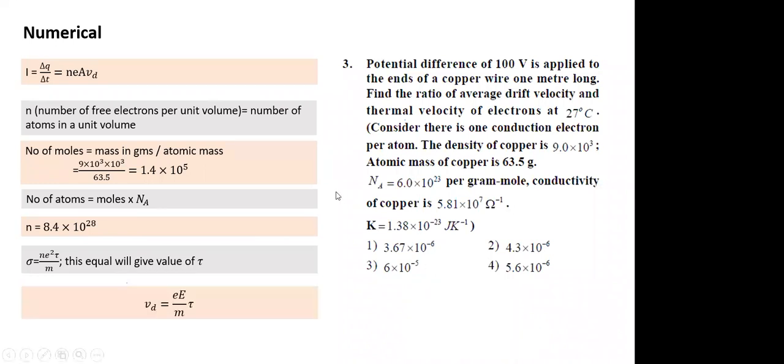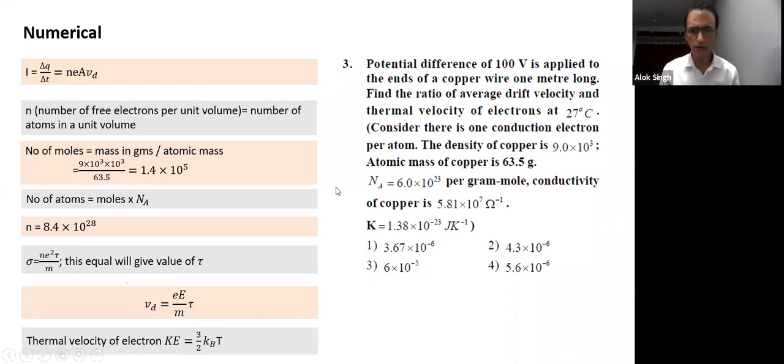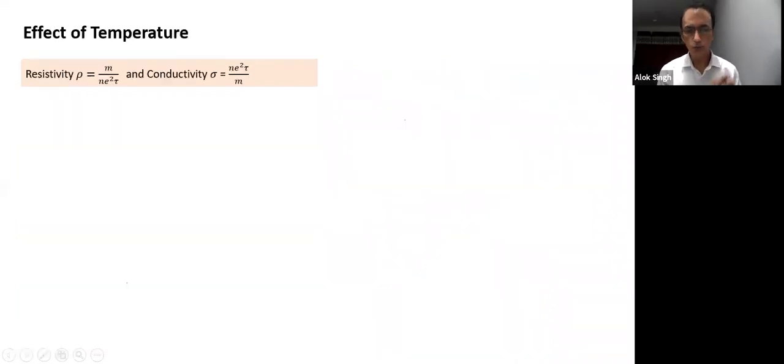We can calculate thermal velocity, but I'm not calculating it. This is not necessary. Now we'll come to what we are discussing: the effect of temperature. There are two terms, inverse of each other. I think it's easier to remember conductivity, which makes sense. Conductivity is directly proportional to N, the number density, and directly proportional to tau. Why does m go in the denominator? Because acceleration is inversely proportional to mass. That's why mass is in the denominator, and e square. You can logically think about why the terms are in a particular way. Conductivity is n e square tau by m.